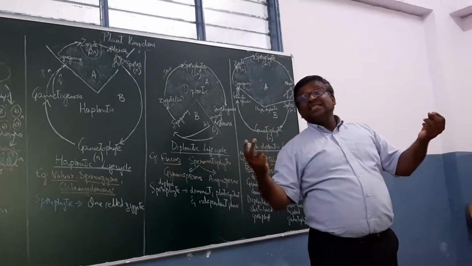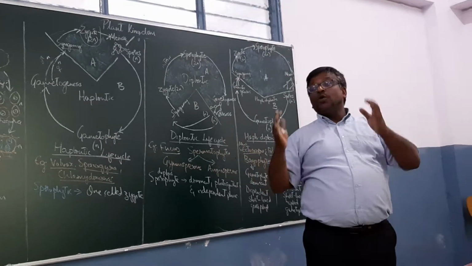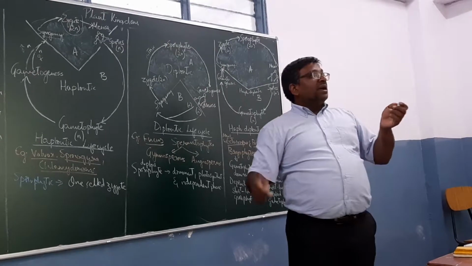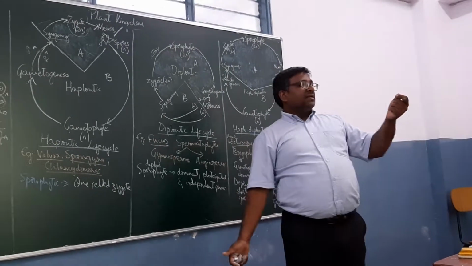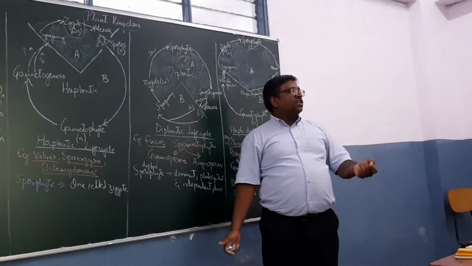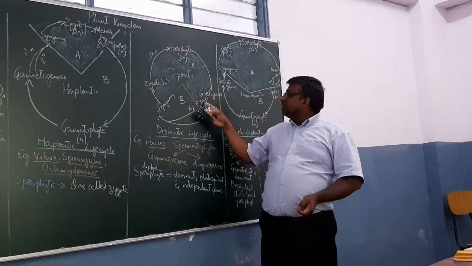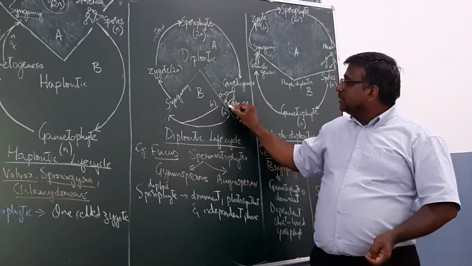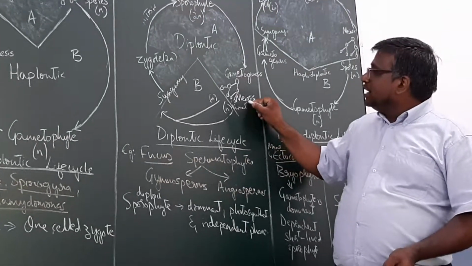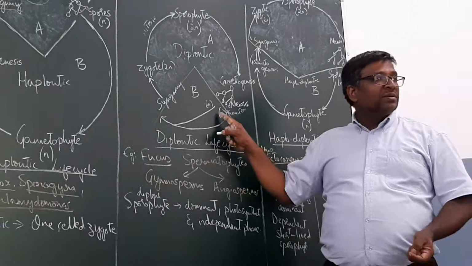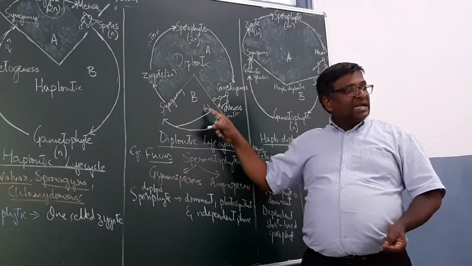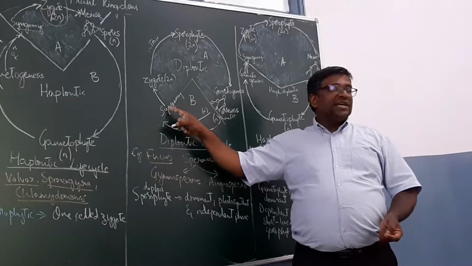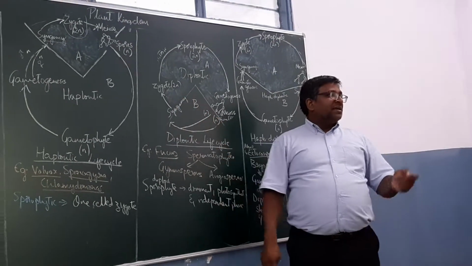In the case of Cycas, in gymnosperms, there are strobili or cones, male cone and female cone. There gametogenesis happens. What is gametogenesis? Production of gametes. When gametogenesis happens, gametes are formed through meiosis. The gametes are haploid. Immediately the gametes fuse to form the zygote. Through syngamy, the zygote is formed.